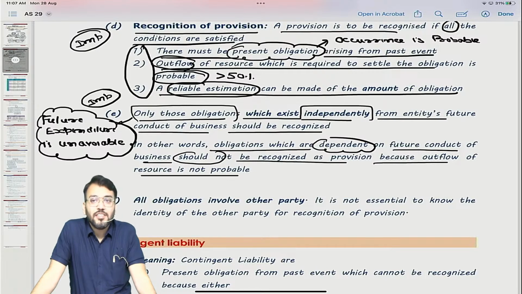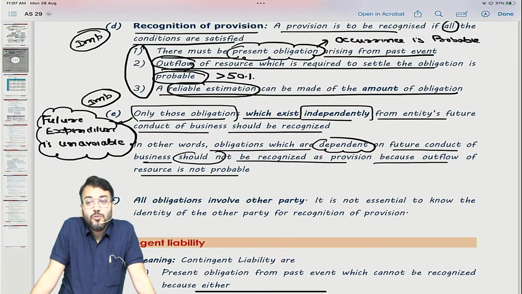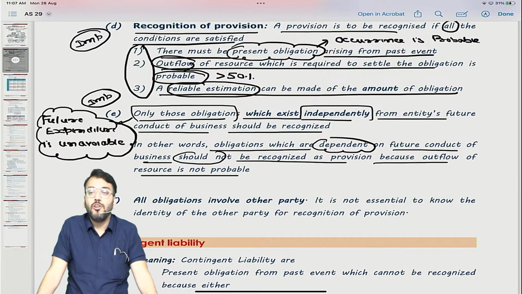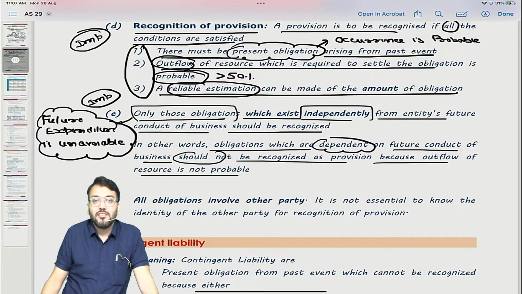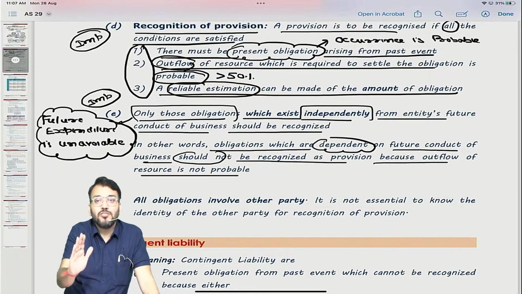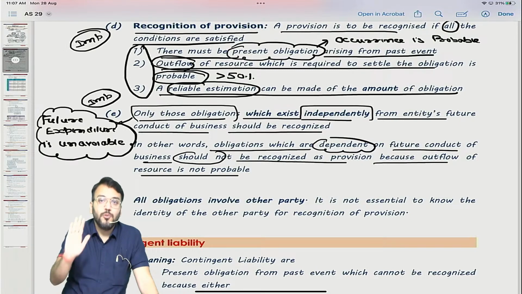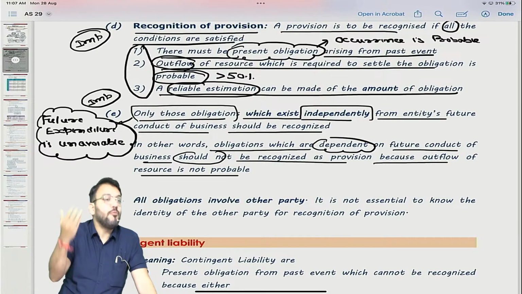Now in all that example, can I say that because the obligation was dependent on the entity's future conduct of business, we will not recognize any amount of provision? Why? Because outflow of resource will be considered not probable. In that case outflow of resource is not probable because it can be avoided. Future expenditure can be avoided.